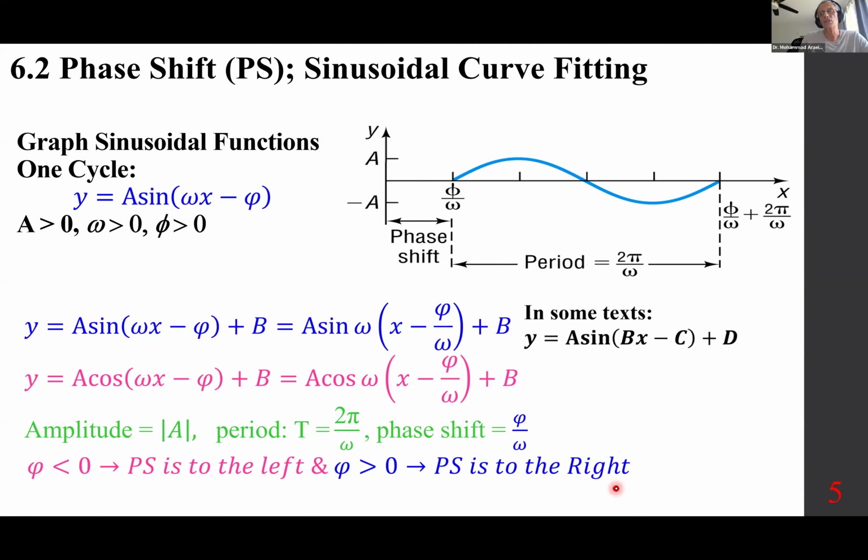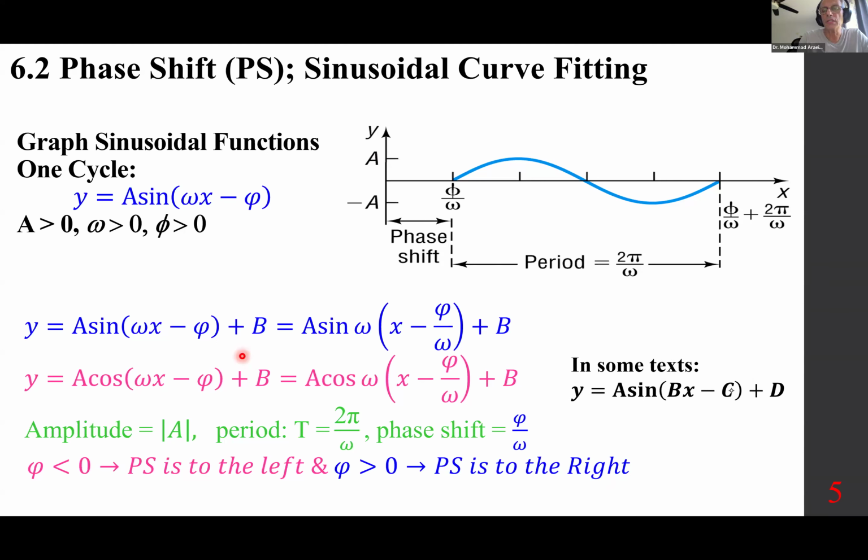And in some texts, they use just a, b, c, d: y equals a sine of parentheses bx minus c plus d. So it depends on what text you're using. They all mean the same thing as far as the concept is concerned. So you start from the phase shift and you go a complete cycle, a period of 2 pi over omega, to the right, and you can graph this again by coming up with 4 arcs. How do we do that?